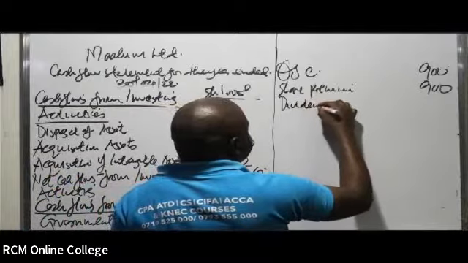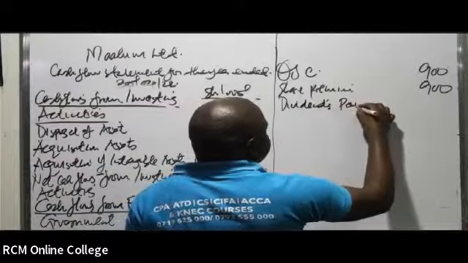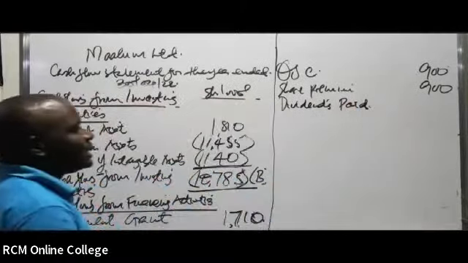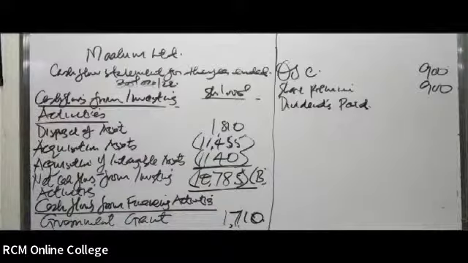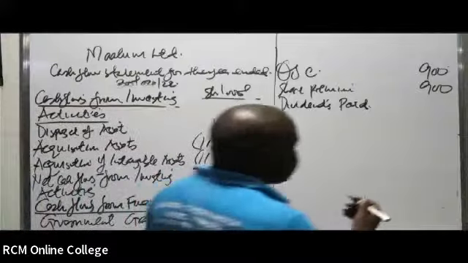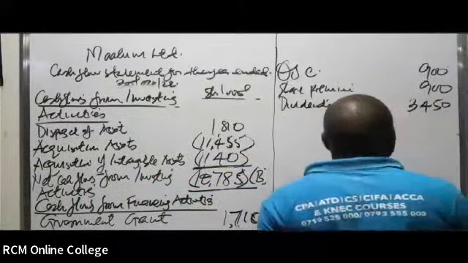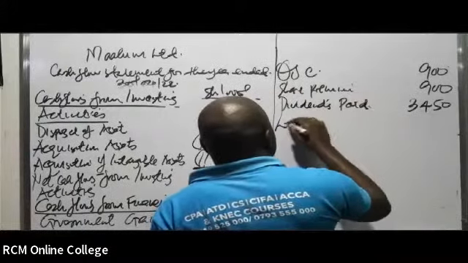Then for the dividends paid, there's a figure we got. We prepared a retained earnings account. There's a figure we got for the dividends paid. Dividends paid, we were getting 3450. Then you have the loan notes.